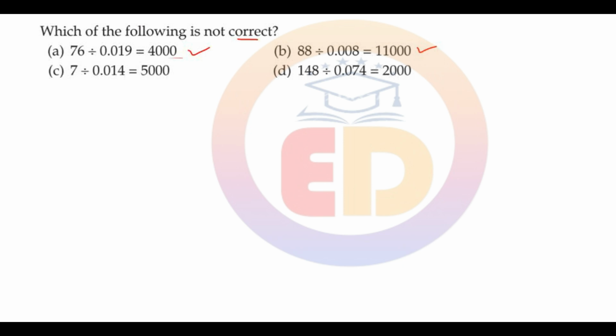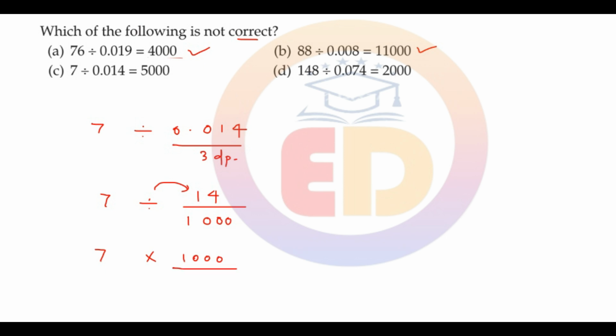Let us now go to the third option. 7 divided by 0.014. 0.014 has 3 decimal places. So what we will do is, we will convert it into a decimal fraction. For that, write down the numerator without the decimal point. It will be 14 only. In the denominator, after 1, place 3 zeros. 3 decimal places, so place 3 zeros. Now let us convert. Division will become multiplication, and fraction after the division sign will be reciprocal. It will become 1000 upon 14.